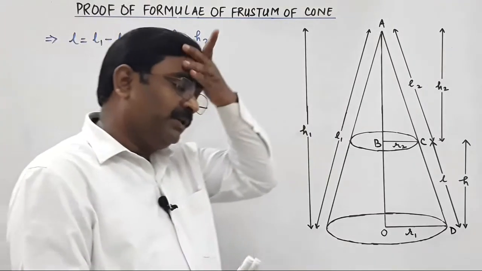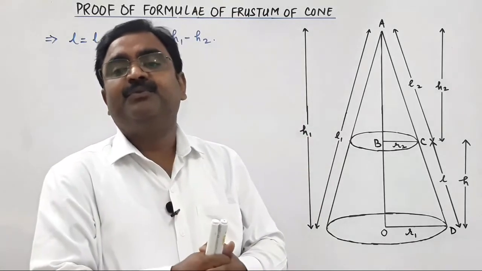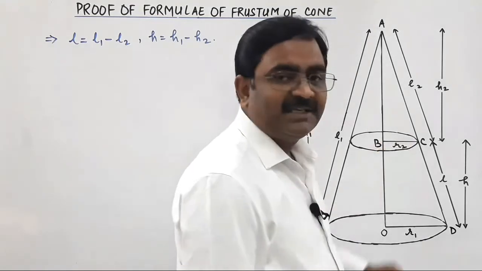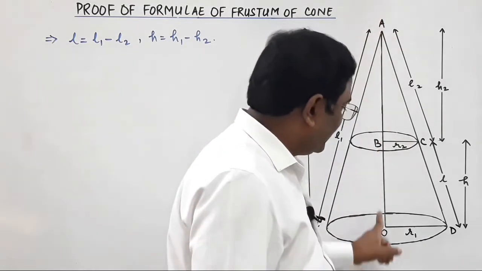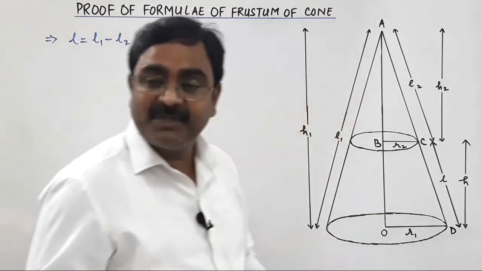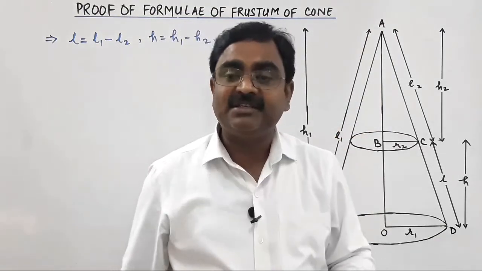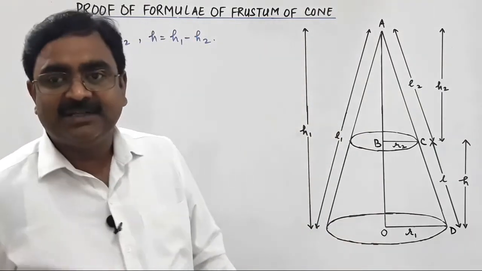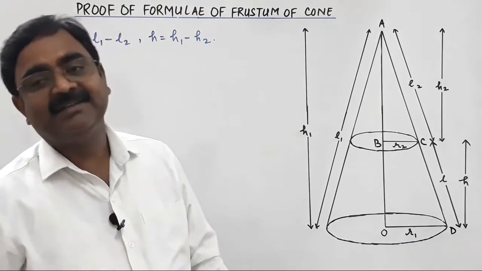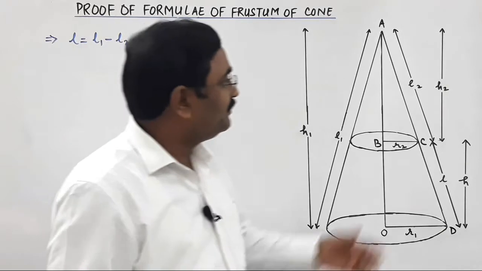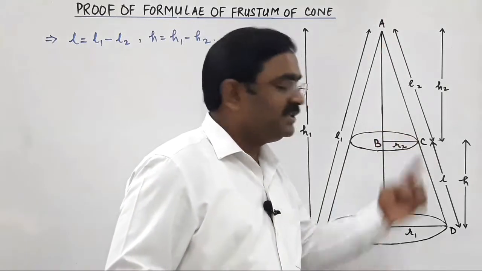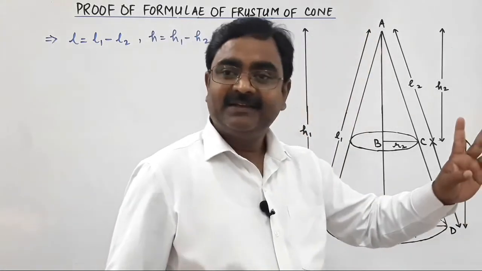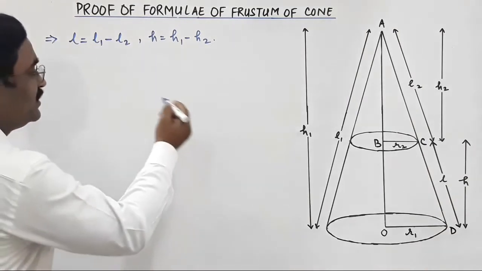Here we are going to compare a few triangles. In the figure you can see triangle ABC is similar to triangle AOD. Why is it similar? Because in the similarity of triangles, in the chapter Triangles you have read, for two triangles, if two angles are equal, then both the triangles are similar. So here we are getting triangle ABC similar to triangle AOD. Understood?